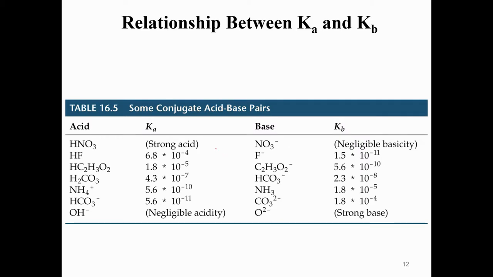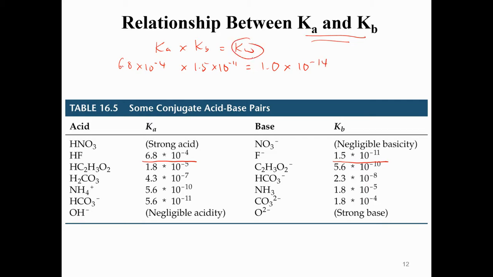So this is the table to show the relationship between Ka and Kb. Let's look at hydrogen fluoride. It's a weak acid. If we know the Ka, we can find the Kb as well, because Ka times Kb equals Kw. So if we look at this, 6.8 times 10 to the power of negative 4 times 1.5 times 10 to the power of negative 11, we will get 1.0 times 10 to the power of negative 14.